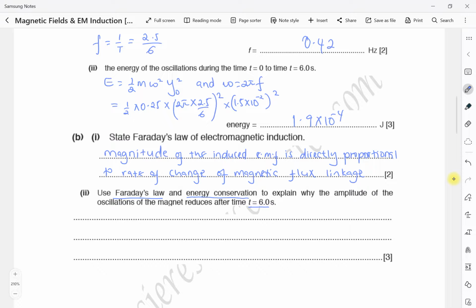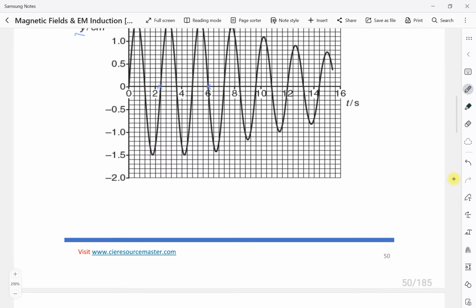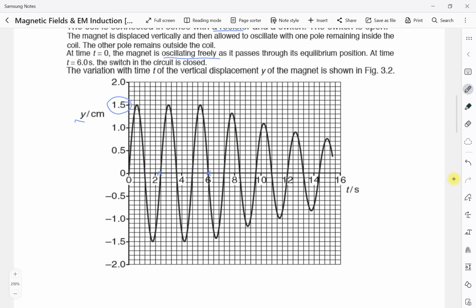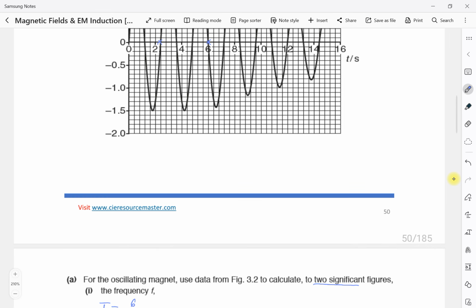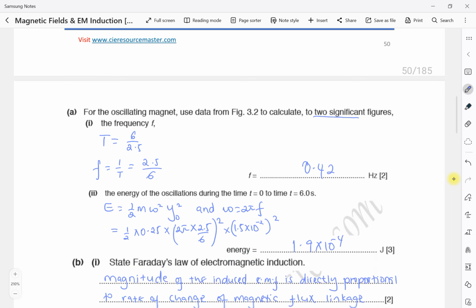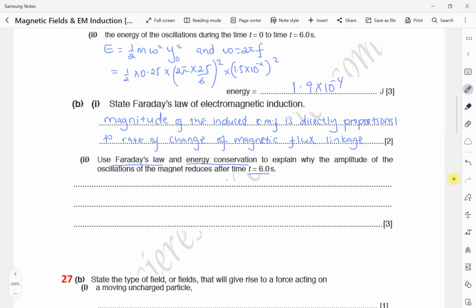So we have seen that after time t equals 6.0 seconds, the amplitude now starts decreasing because they have closed the switch. In other words, they have completed the circuit here in which the coil is incorporated. So by all means, there is going to be induced EMF now that we have a complete loop, a complete circuit, which can allow free flow of current. There is going to be an induced EMF because the coil is going to be cutting the magnetic field of the moving magnet.